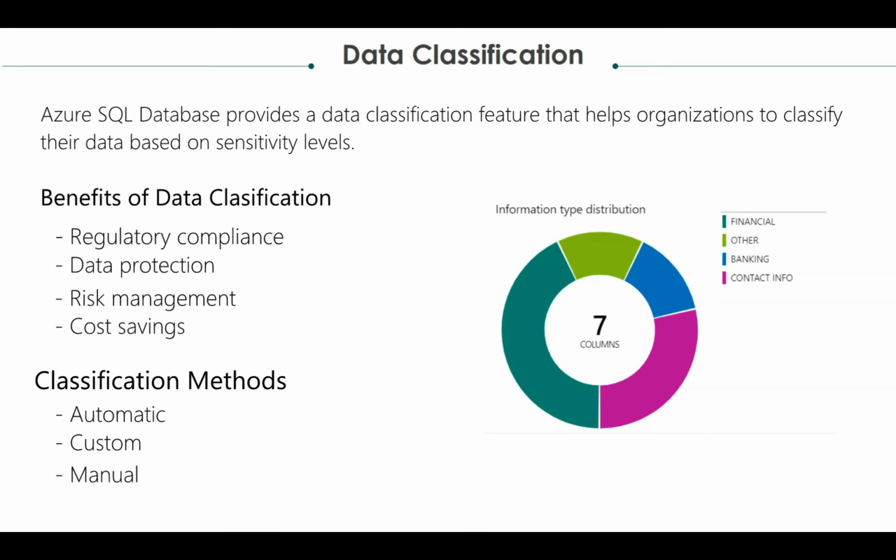Azure SQL data classification is an important feature that enables organizations to protect data, comply with regulatory requirements, and reduce risk of data breaches. By using Azure SQL data classification, organizations can easily classify their data based on sensitivity levels, apply appropriate policies to protect sensitive data, and can reduce the cost of data protection. Now let's head over to the Azure portal to learn how you can classify data in Azure SQL database.